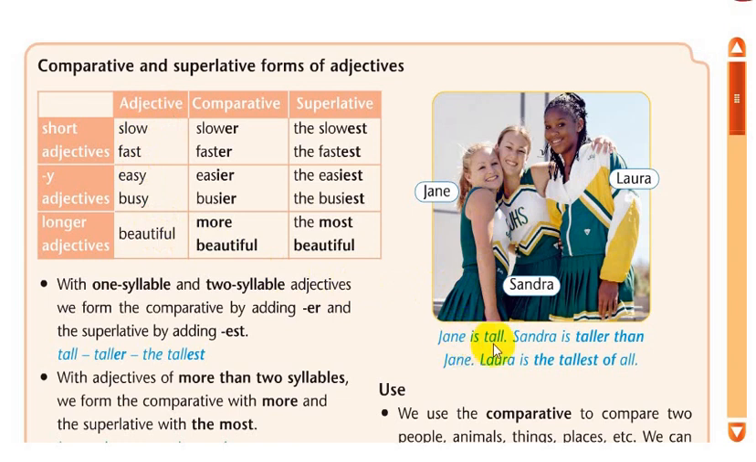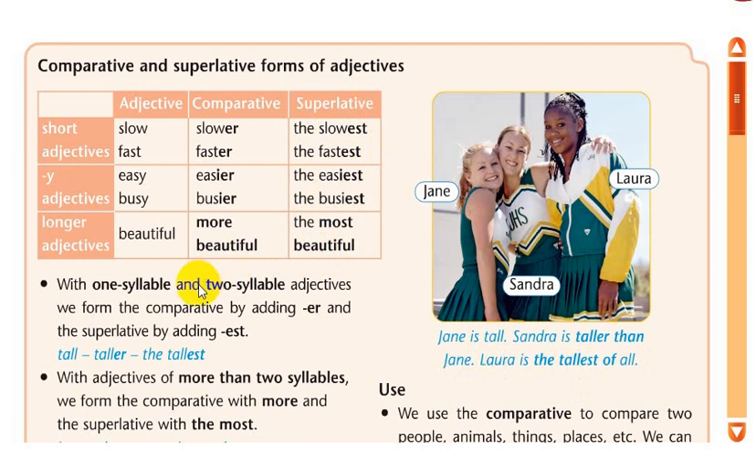We just describe Jane. So, if you want to compare two people, for example, Sandra and Jane, you must use the comparative form. Slower, faster, easier, busier, more beautiful. For example, Sandra is taller than Jane. We compare Sandra with Jane. And the last one, when we compare one person with other people: Laura is the tallest of all. We use the superlative form. The slowest, the fastest, the easiest, the busiest, the most beautiful.